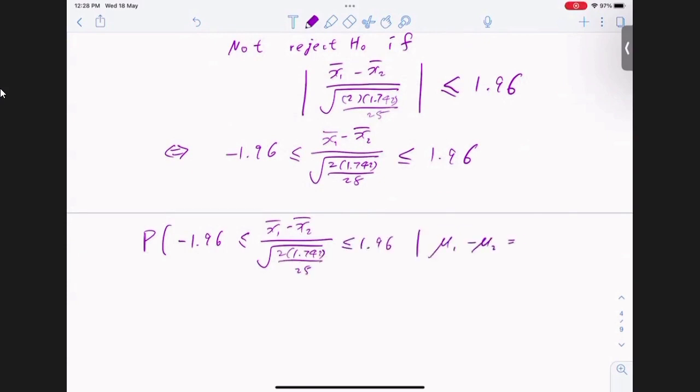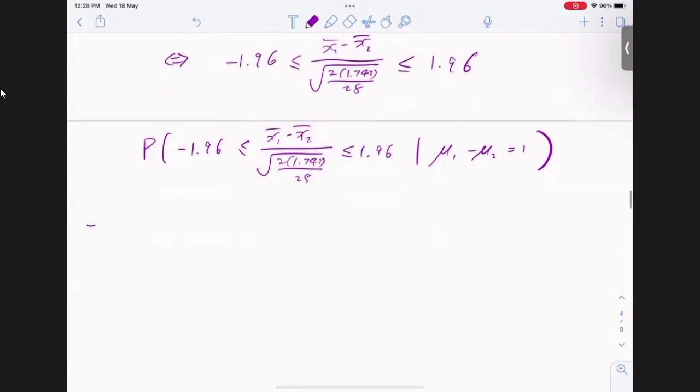This is based on the assumption that the difference in the population means is equal to 1. Note that this is a normal probability calculation problem. But this test statistic does not follow the standard normal distribution if the difference is not equal to 0. If the difference is equal to 1, the mean of this is not equal to 0, so it does not follow the standard normal. We need to standardize it into a standard normal based on this quantity. This is a typical way to do the standardization.